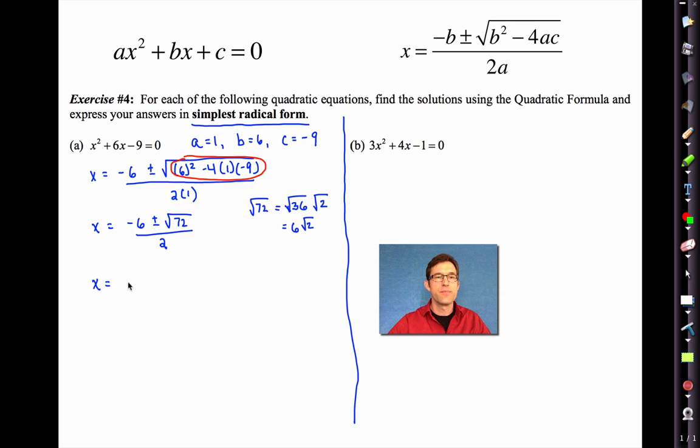Going back to here, that means I'll have negative 6 plus or minus 6 times the square root of 2 divided by 2. Now I'll distribute that division. So I'll have negative 6 divided by 2 plus or minus 6 root 2 divided by 2. And that will be negative 3 plus or minus 3 times the square root of 2.